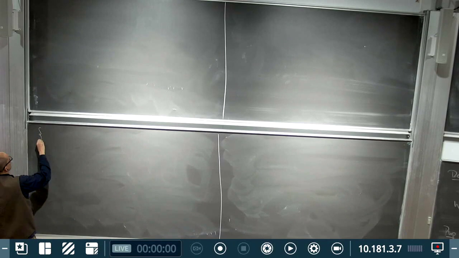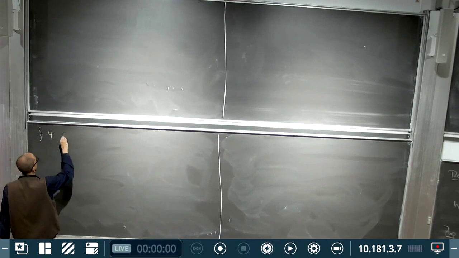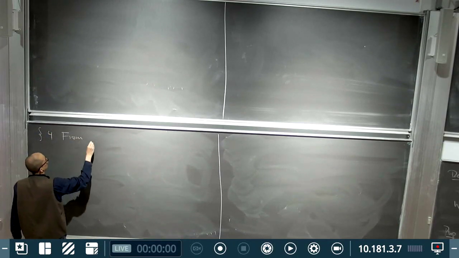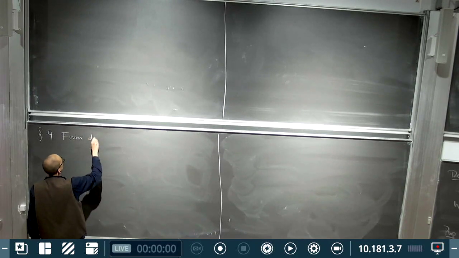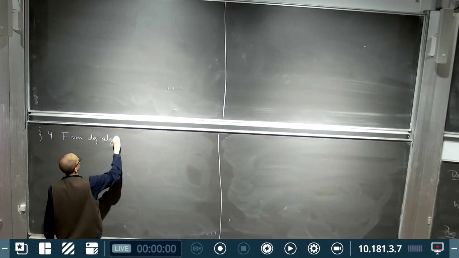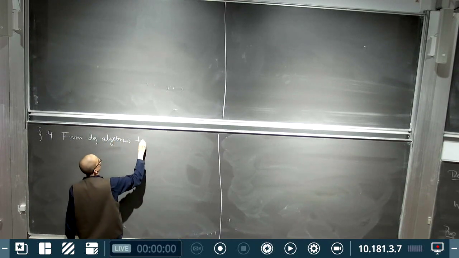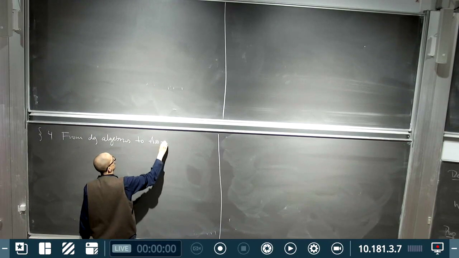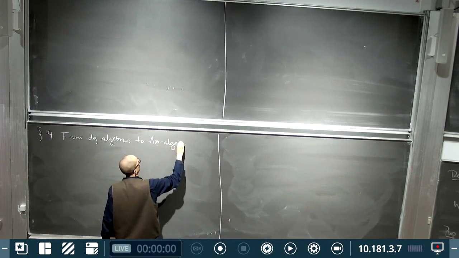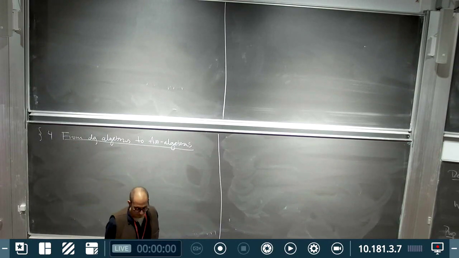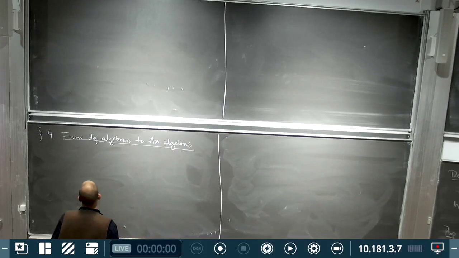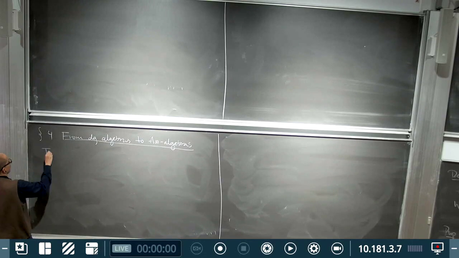The next thing is about the relationship, very briefly, how to go from DG algebras to A infinity algebras. I will not explain how actually to go. I might say something with more detail tomorrow, but I will explain the following. So there is a theorem.